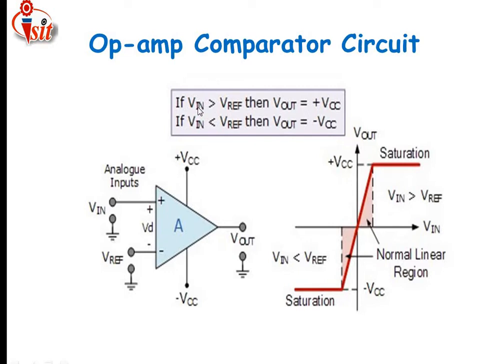As the name suggests, a comparator means comparison between two input voltages, so there are two cases that will happen. That is, if the input voltage is greater than the reference voltage, and if the input voltage is less than the reference voltage, then what about the output voltage? Just see here, if Vin is greater than V reference, then the output voltage is positive VCC, and if Vin is less than V reference, then the output voltage is minus VEE, because Vin is connected to the positive terminal. For that purpose the output comes in a positive direction, and V reference is connected to the negative terminal of the op-amp. For that purpose Vout is equal to minus VCC here.